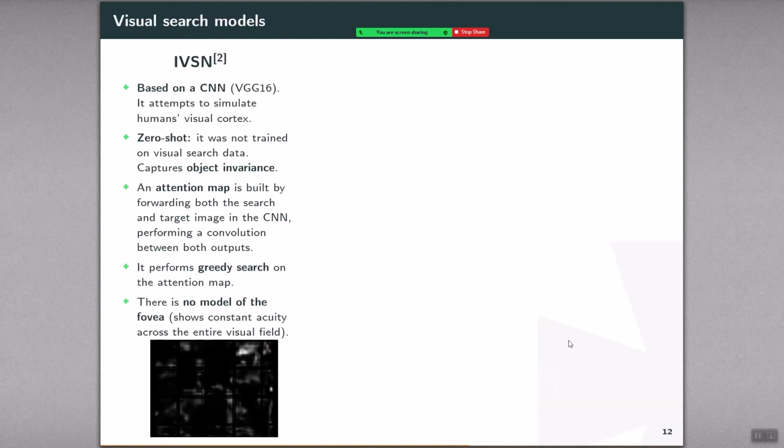As for the models, one is AVSN, which is based on a convolutional neural network. It is zero shot, this means it was not trained on visual search data, and it makes an emphasis on capturing object invariance. And it builds an attention map by forwarding both the search image and the target image in the CNN. This is an example of attention map, and you can see that it is brightest in the spot where the target is located. And then a greedy search is performed on this attention map, which means the whole image is processed at once in high definition, contrary to how human vision works.